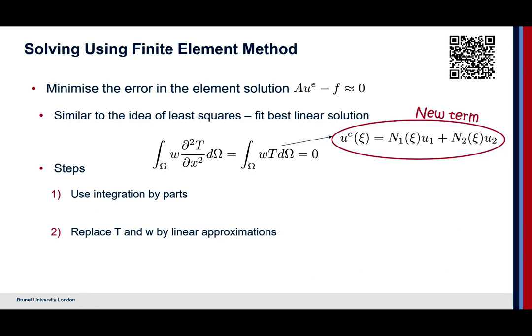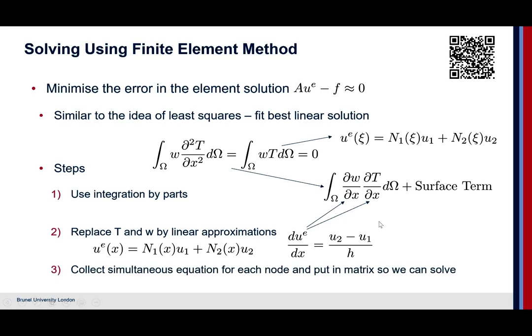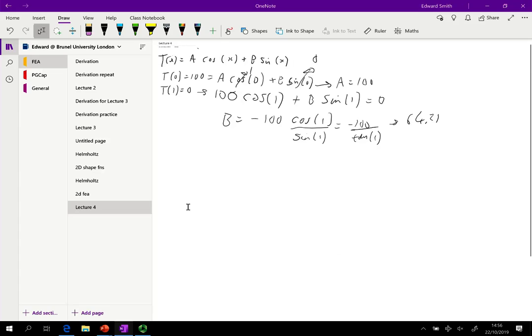Okay, so I just want to talk through this new term, and give you a broad overview of this process. The new term we've got here is part of the overall solution, where this term we've seen several times, we rewrite in this form and use the T and W by linear approximations, and then we collect the simultaneous equations for each node and put them in a matrix so we can solve. So I just want to show you that again using a notepad.